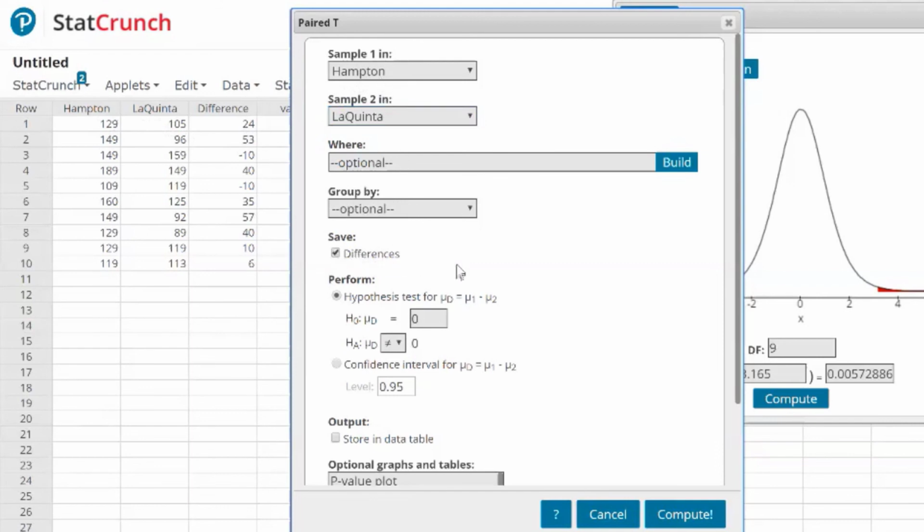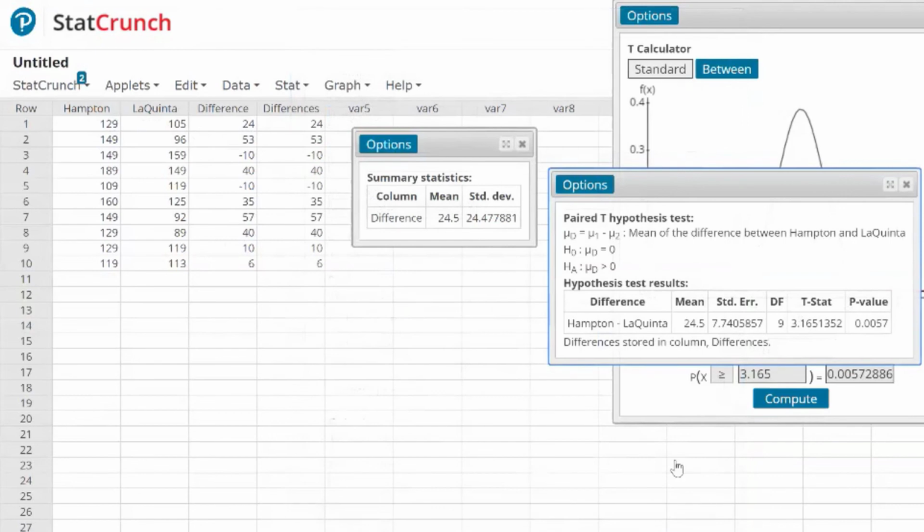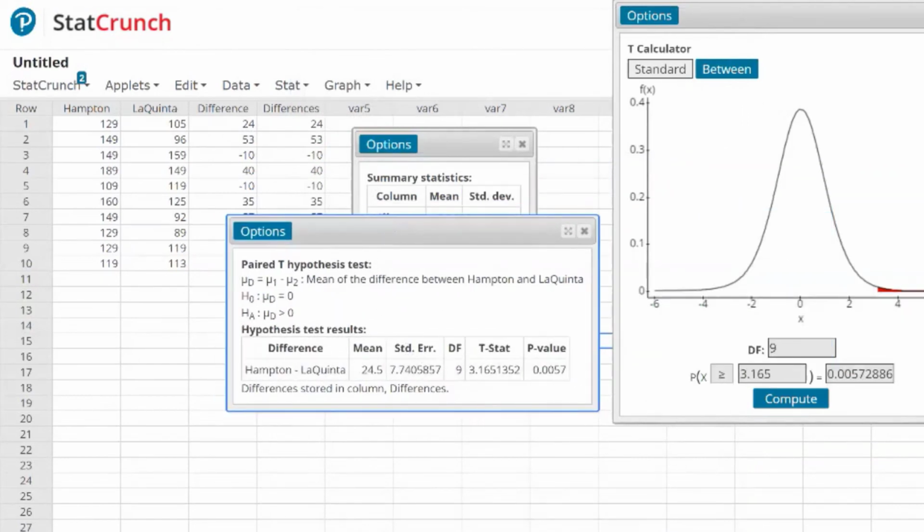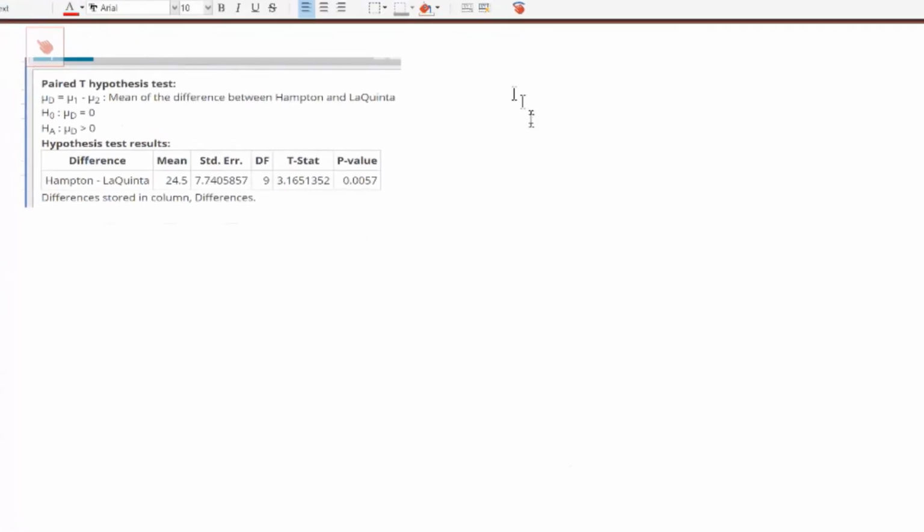Let's just save the differences for fun to compare them to what we actually computed. And then down here, it's perform your hypothesis test. The null is that the mean difference equals 0. The alternative is that the mean difference is greater than 0. Click compute, and bada bing, there is your p-value, 0.0057, just like we got. So our p-value is 0.0057, and I'm just going to make that 0.006.